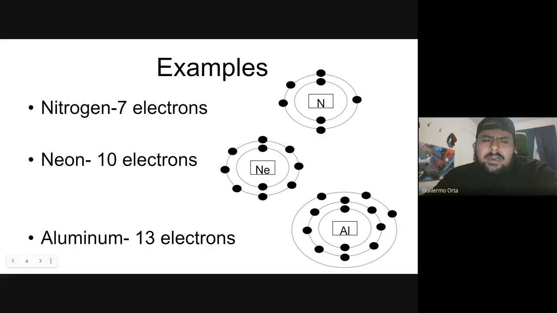Yes, I was off Tuesday or wasn't able to join, so I'm pretty sure you went over this, but it says neutral atoms have equal protons and electrons. How would you be able to determine which is a neutral atom and what's not?